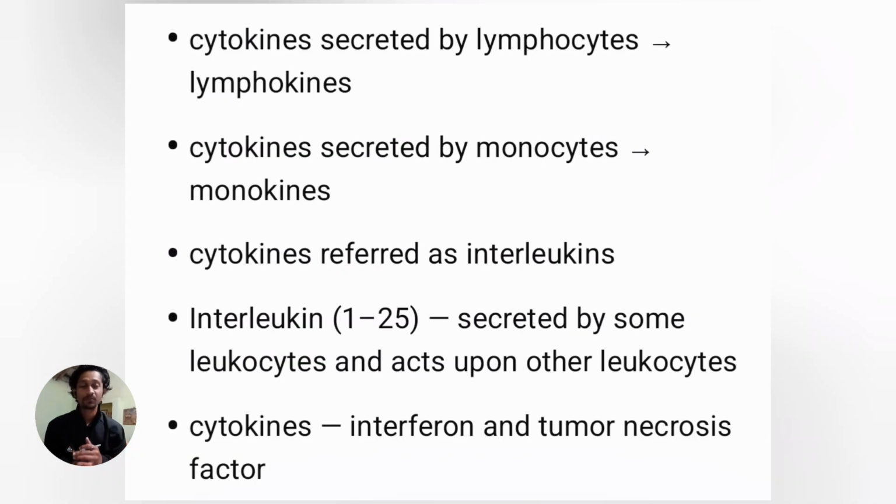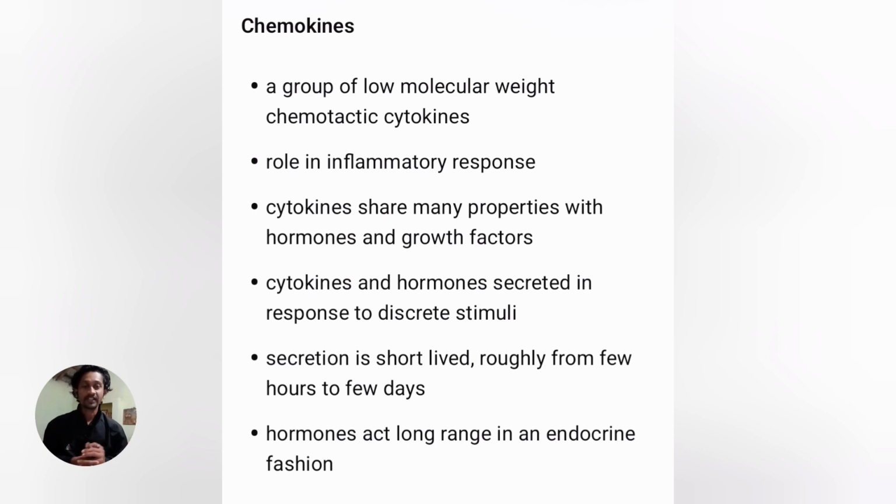Cytokines secreted by lymphocytes are called lymphokines, and cytokines secreted by monocytes and macrophages are called monokines. Several other examples of cytokines are interleukins. They are called interleukins because they are secreted by leukocytes, and other cytokines like interferon and tumor necrosis factor. Cytokines like chemokines help in chemotaxis. Chemotaxis means movement of cells or organisms in response to a chemical stimulus.